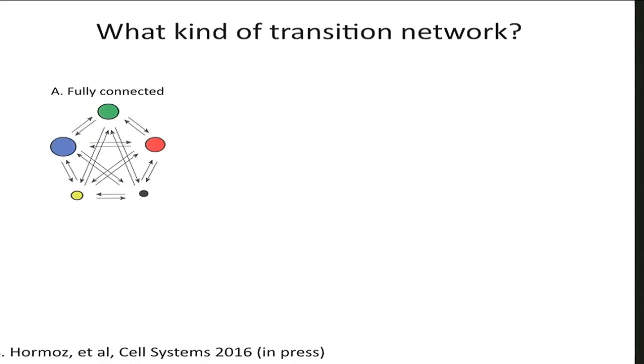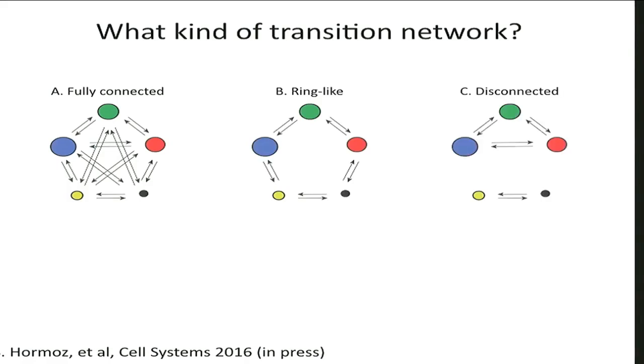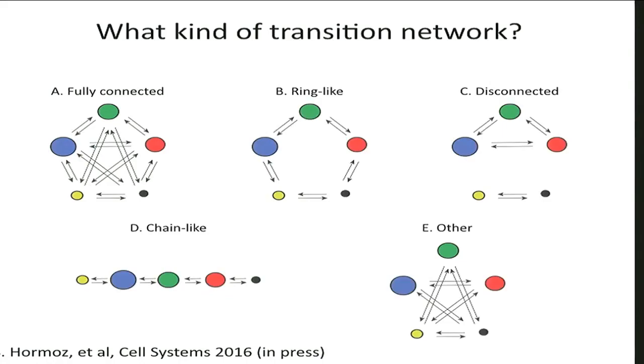So I'm going to give you a multiple choice question here: which transitions do you think actually occur between these states? Is it everything? Is it just a ring of transitions? Are there disconnected subsets? Is it a chain of some kind? Or is it some other geometry? So you can just make your selection at any time.